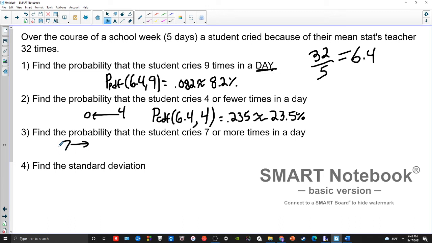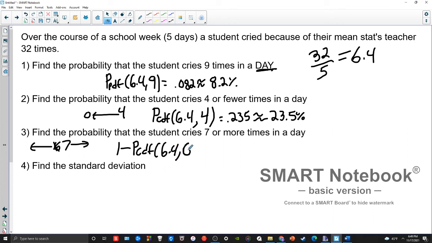So if I want 7 and above, that means I want to get rid of basically 6 and below. I want to get rid of all that junk. So I'm going to do 1 minus Poisson CDF of 6.4, comma, get rid of everything below 7.